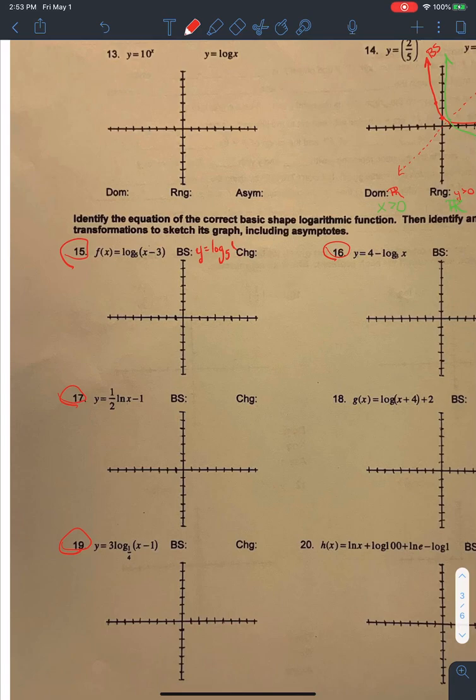of x. So basically we just take off the transformation part, which would be the left, right, up, down stuff. The change was inside that parentheses. That makes it a C value, and C values move us left or right. And since it's inside parentheses, we do the opposite. It looks like minus, so we move to the right 3. Our basic shape as a logarithm would look like this.